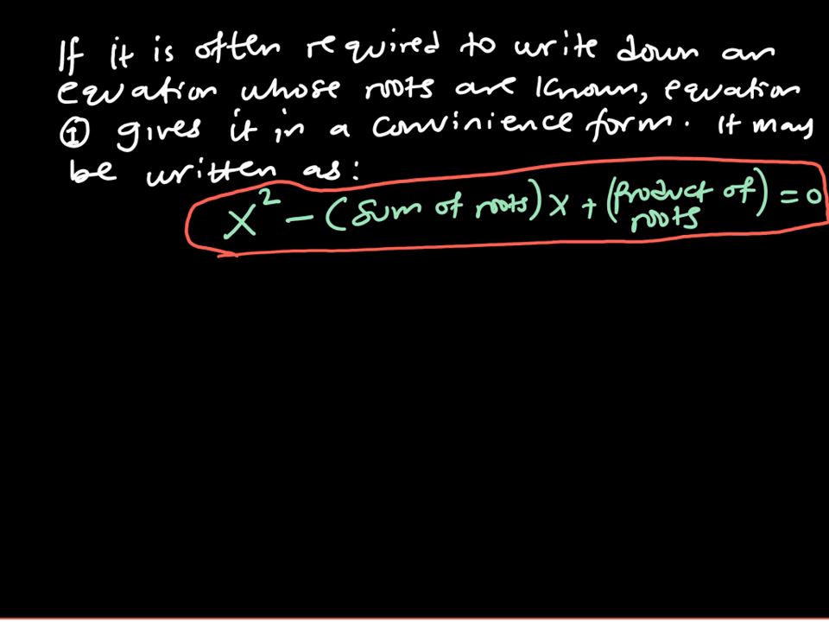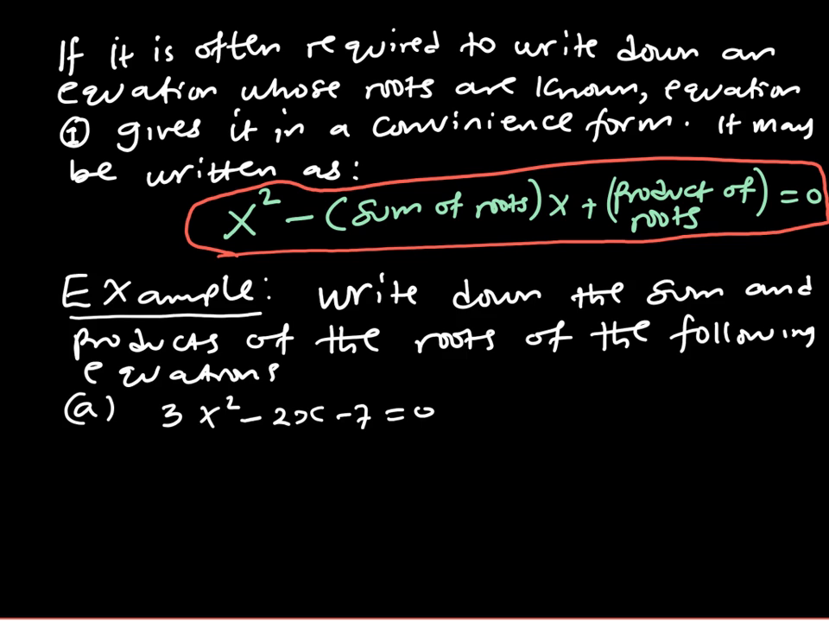So let's see some examples, just quick examples, because this is just so easy. We are looking at this example. What they want from us, they are saying: write down the sum and the products of the roots of the following equations. There are many, but the first one is 3x squared minus 2x minus 7 is equal to 0. It is simply write down, but because we are learning, I will explain it more. Okay, so let's look at the solution.